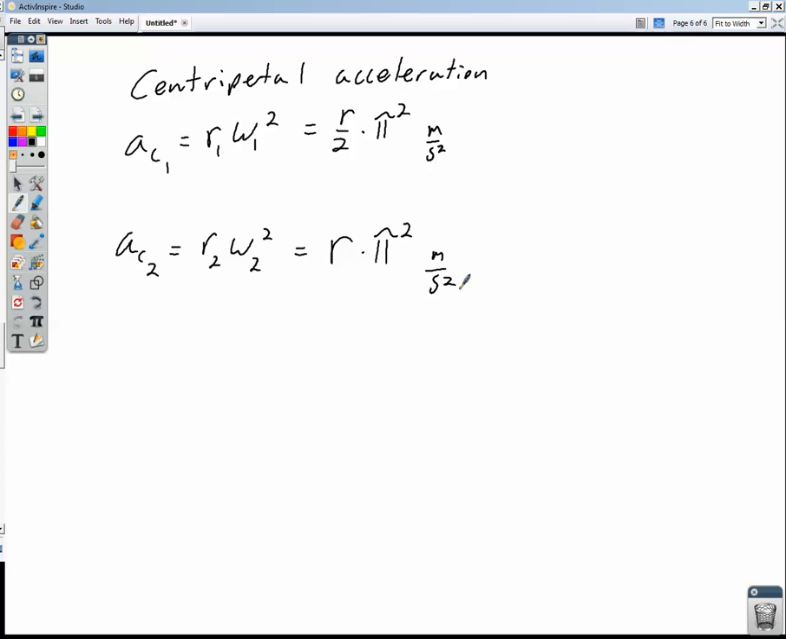So again, we see that the centripetal acceleration here is twice as big for the outer ladybug as it is for the inner ladybug. So the outer ladybug has to hold on tighter, and it is going to fall off first as the record player spins up, depending on our force of friction.